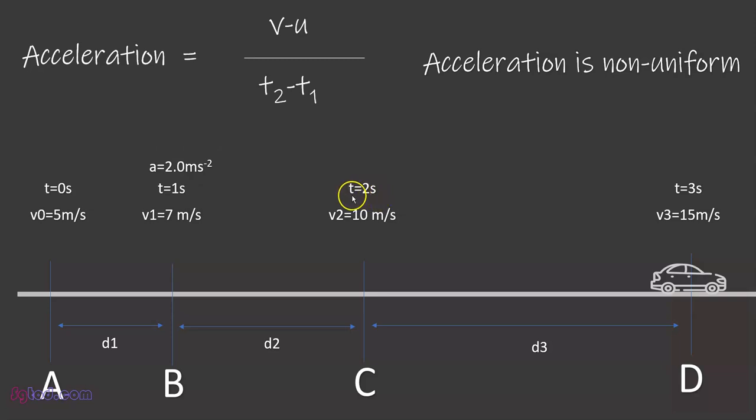Similarly, we can compute the acceleration when time t equals 2 seconds. Now the final velocity is 10 meters per second and the initial velocity is 7 meters per second, divided by the time taken of 1 second. Now we get the acceleration to be 3 meters per square second. Likewise, for time t equals 3 seconds, the acceleration is computed to be 5 meters per square second. As you can see, the acceleration is not constant.